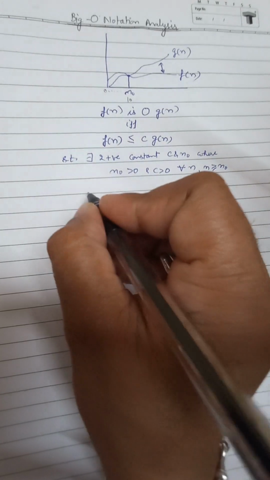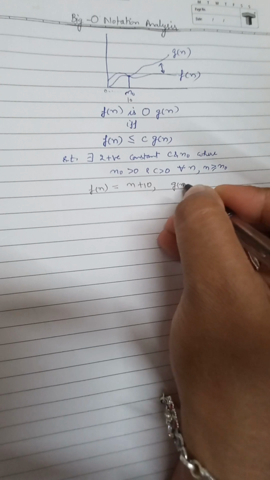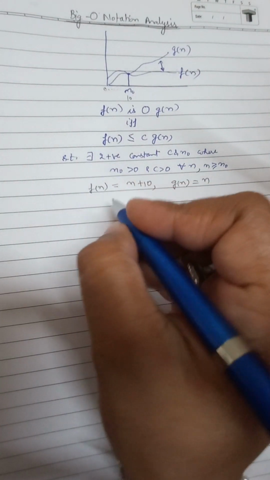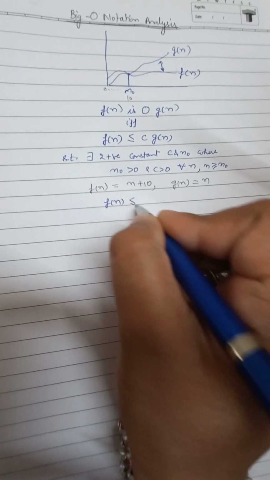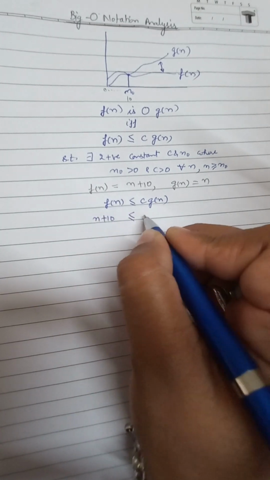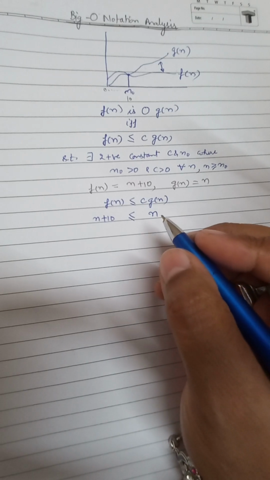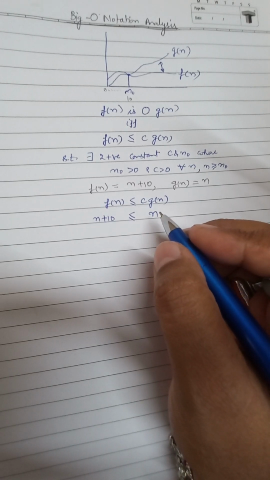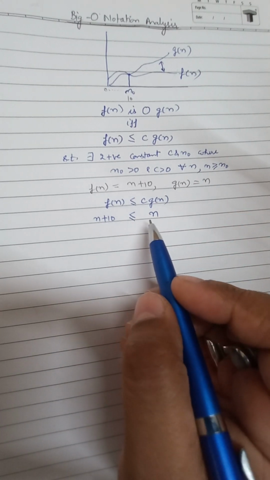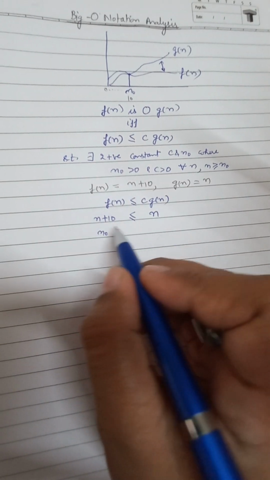So suppose I am taking one example in which f(n) is equal to n plus 10 and g(n) is equal to n. We need to prove it. So what is the relation? The relation is f(n) is less than or equal to C g(n). So I am putting f(n) as n plus 10, less than or equal to C times n. We need to find out what the C value is here. Here it is n plus 10 and here it is n, so we can take n naught as 10.